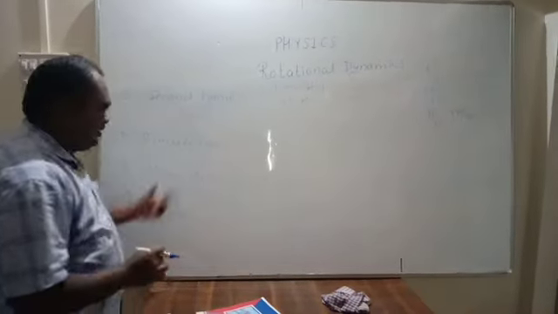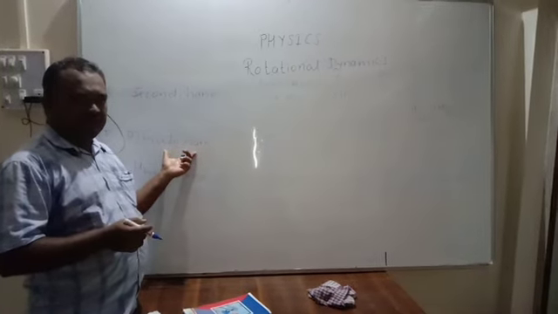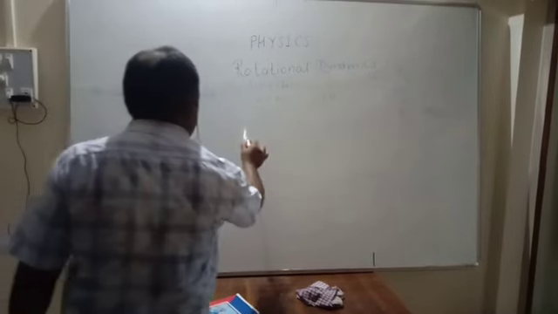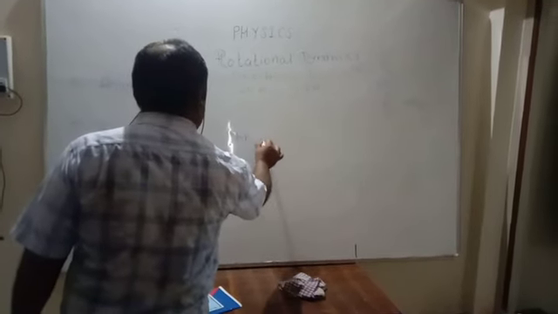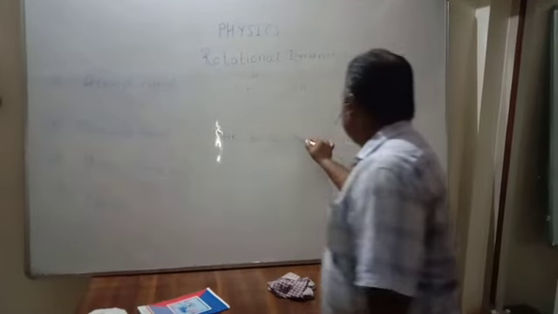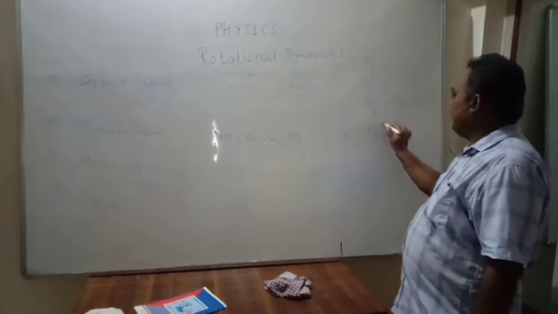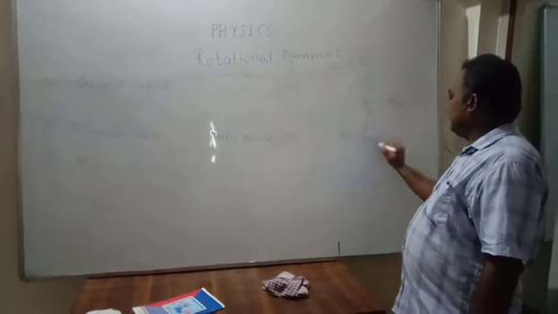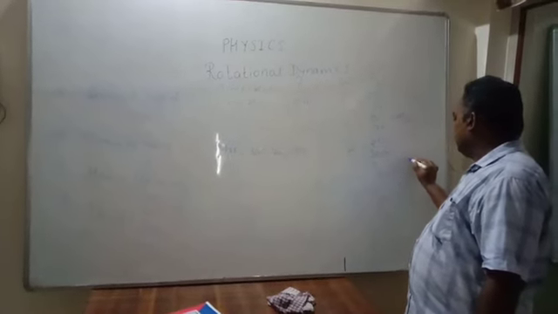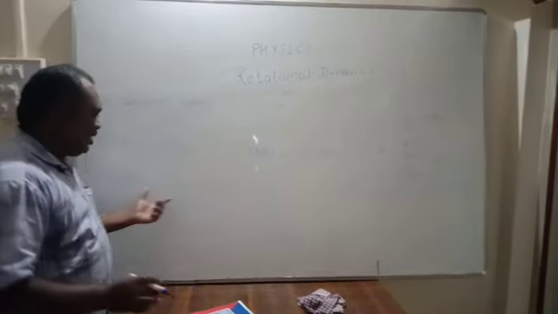Similarly for the minute hand. The minute hand completes one rotation in 1 hour. So the time period is equal to 1 hour, equal to 3600 seconds. The angle remains the same. So omega will be equal to 2 pi divided by 3600, which is equal to pi divided by 1800 radian per second.